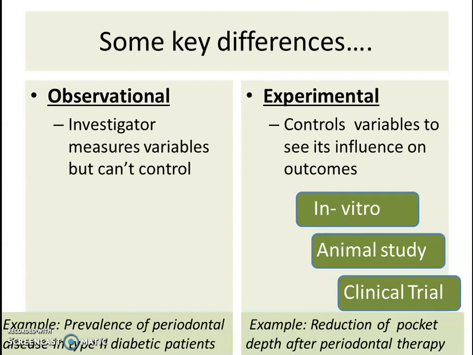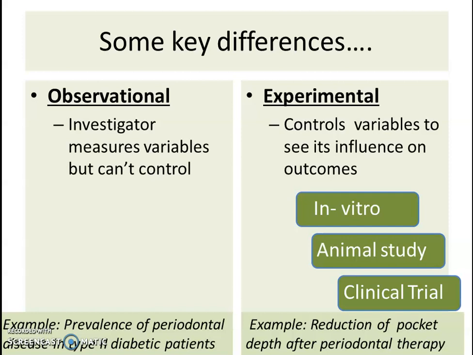An example here: a study on prevalence of periodontal disease in type 2 diabetic patients. In this case, the investigator obviously checks the diabetic patients for periodontal disease presence or absence, but he has not done anything to alter the presence or absence of periodontal disease. He just checks the prevalence. So it becomes an observational study.